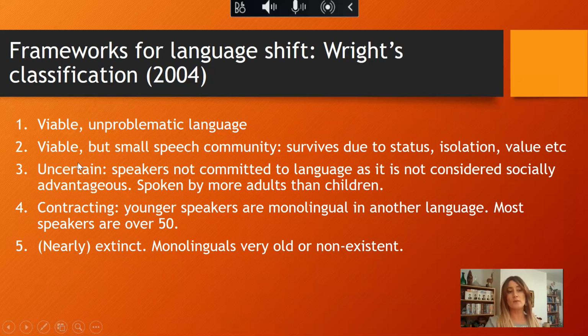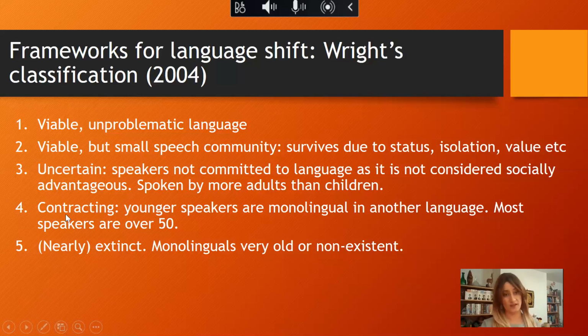So yeah, we then move to the uncertain category. So speakers are not really committed to the language because it's not considered socially advantageous. All right, spoken more by adults than by children. Typically, an adult would speak to their child in the local language. The child would answer back in French or in English or whatever.